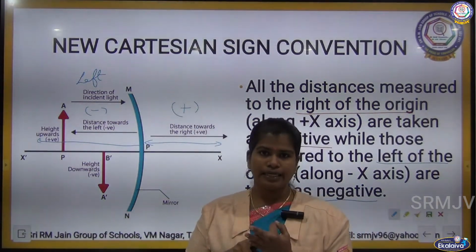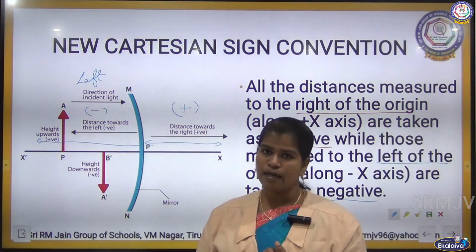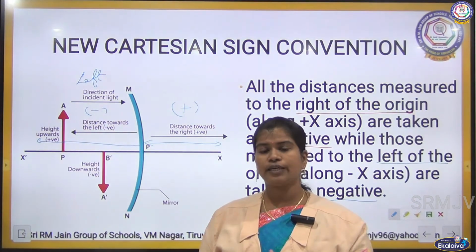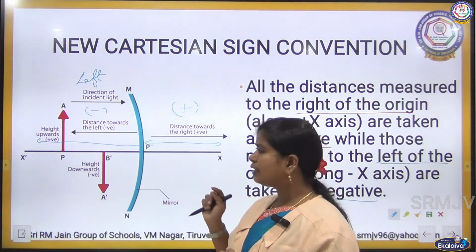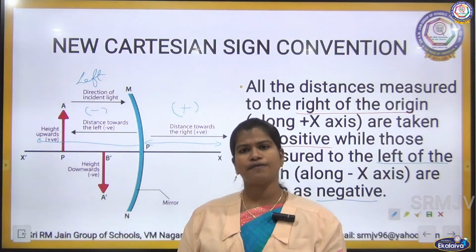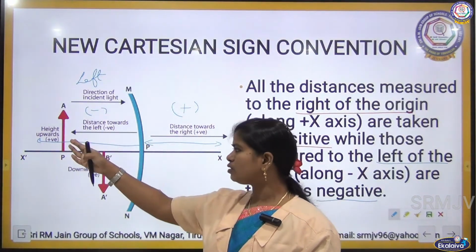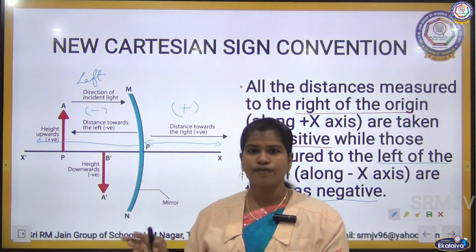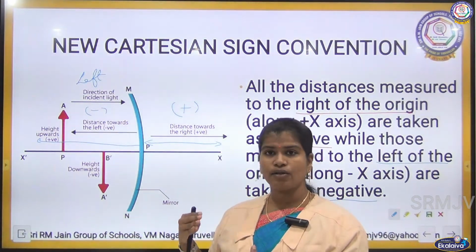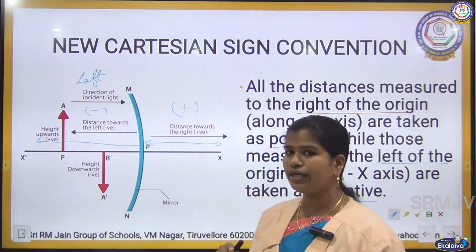So, we have seen the three rules. First one, we are supposed to keep all the objects at the left side of the mirror. It may be a concave mirror or it may be a convex mirror. We should keep the object at the left hand side. And the next one, all the measurements will be measured from the pole of the mirror. Okay. And the third rule is the measurement which is measured on the left hand side of the pole will carry the negative sign, and the right hand side of the pole will carry the positive sign. Now, we will move to the next rule.